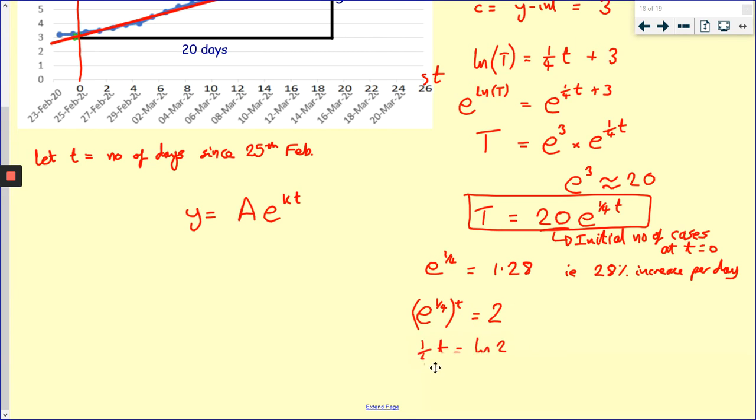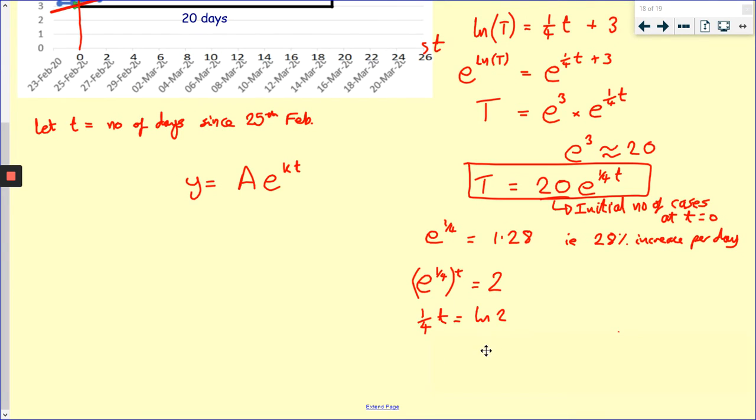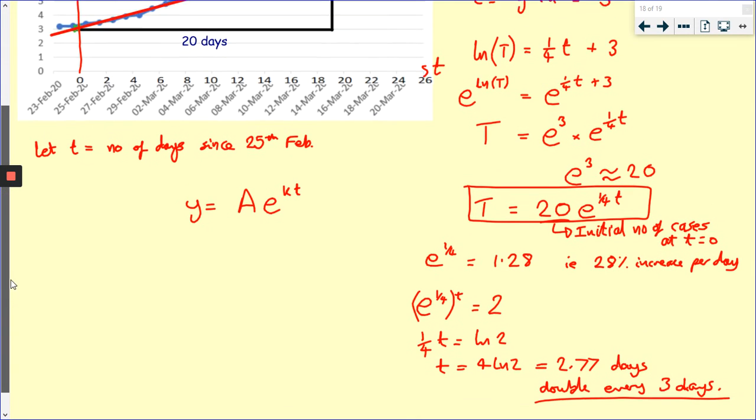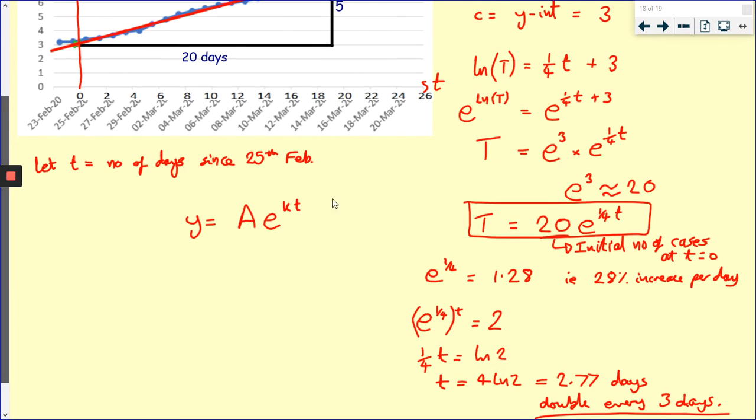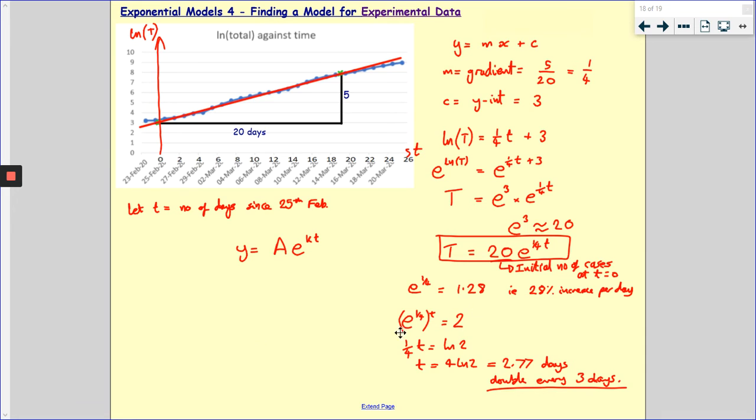And if we solve this, we're going to get 1/4 t equals ln 2. So t then is 4 ln 2, 2.77 days. Basically, it's doubling every 3 days, which is exactly what was going on at the beginning of the coronavirus outbreak in the UK. And so here we have basically a mathematical model looking at real life data for the first month or so, creating a mathematical model.